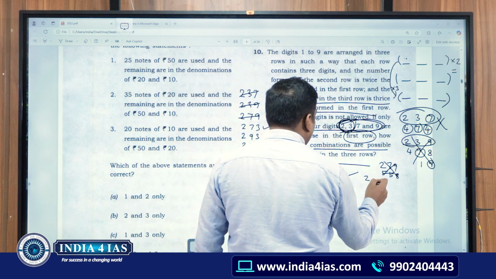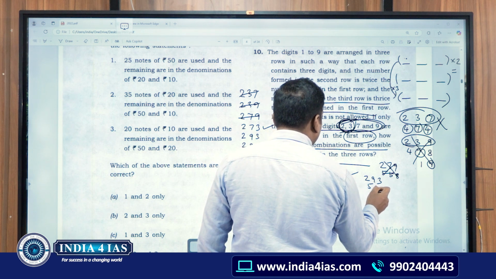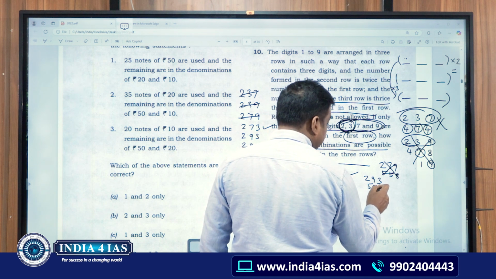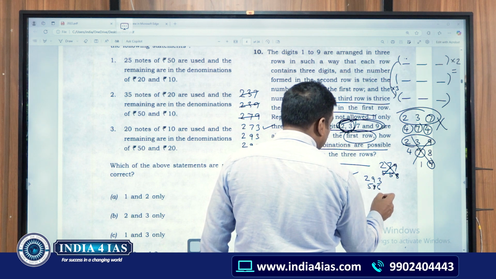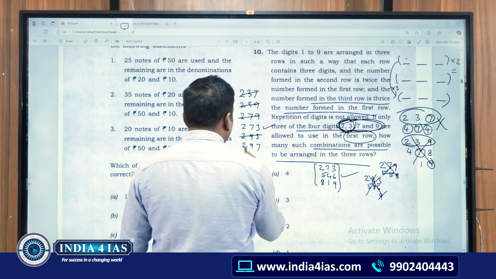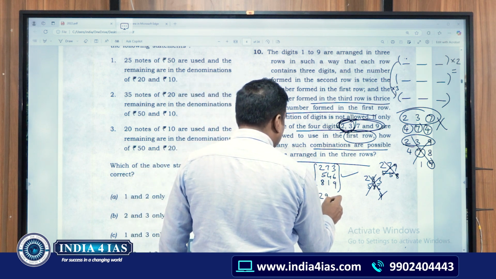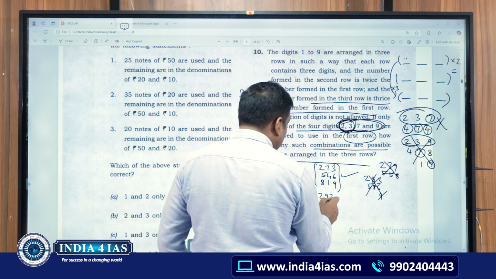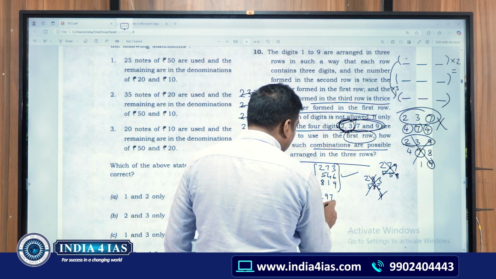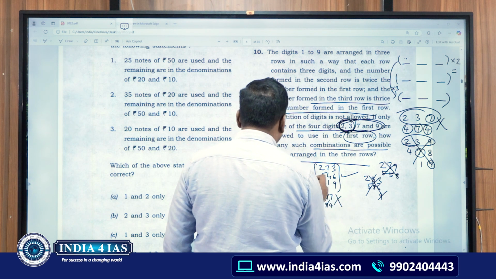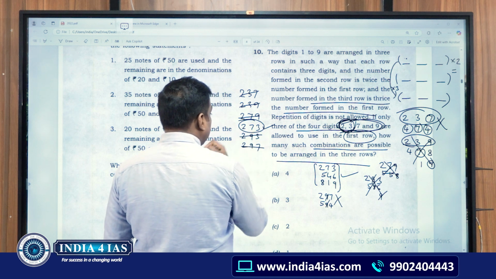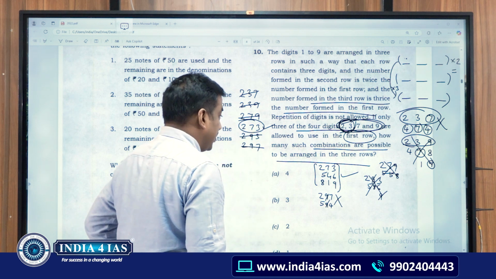293. 293, double of this, 586, still holds good. 3 times of this, 3 3s are 9. No, this is getting repeated, not correct. So this is also gone. Next 297. 297, if you take the double of this, this will be 594. 9 9 getting repeated. So this is also wrong. So 273 is correct.